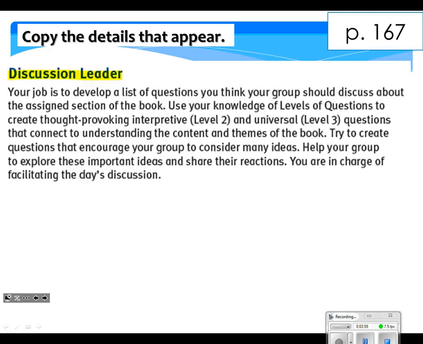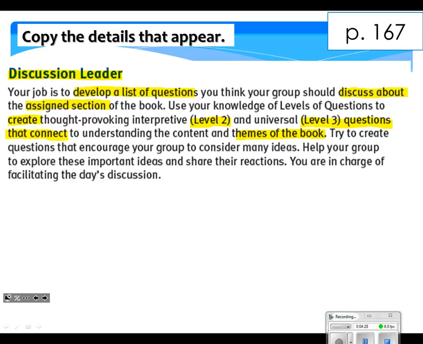So discussion leader, main responsibility here is to make a list of questions in order to talk about assigned sections of the book. Now, the types of questions that the leader needs to make are level 2, level 3, and questions that tie in the theme of finding light in the darkness. So how does David find his light in the darkness? How does Yitzhak find his light in the darkness?